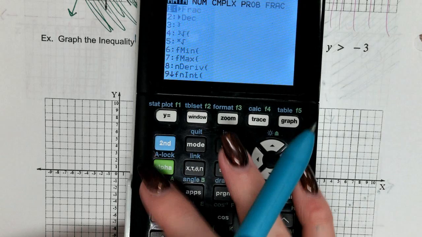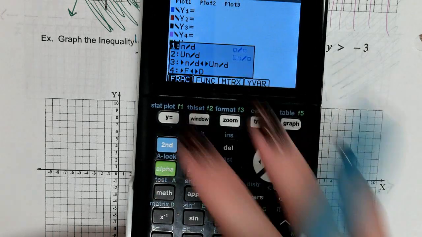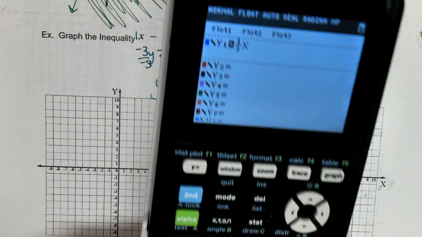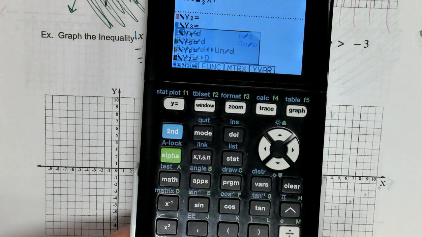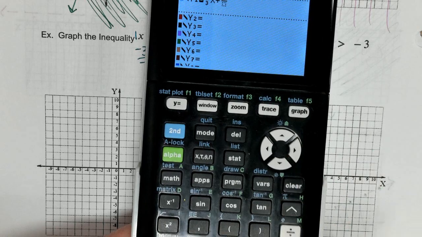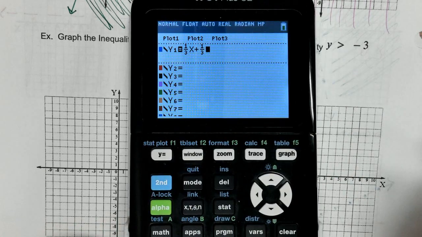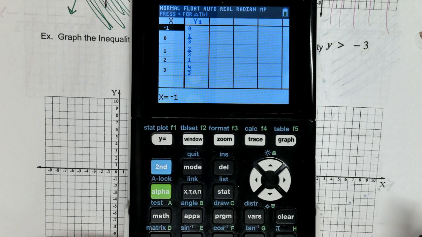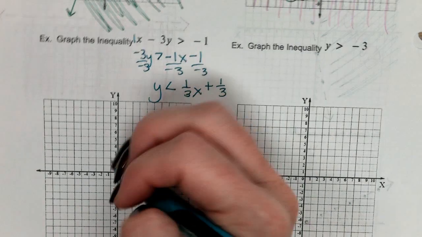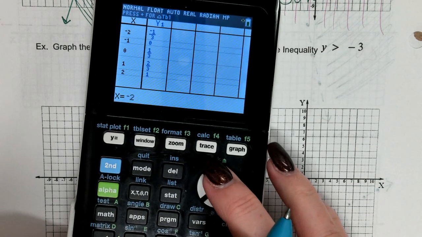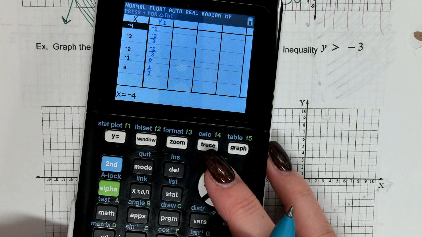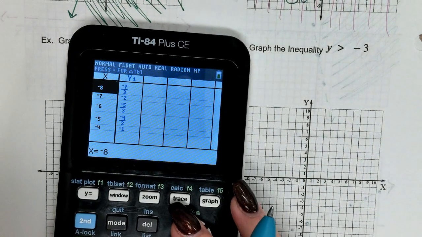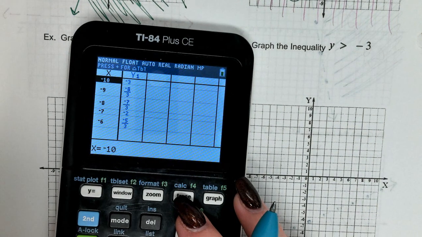I'm going to type in 1/3 x plus 1/3. I'm going to go to my table, second graph, and just see some points that I can graph. So I'm going to graph negative 1, 0. What else can I do? Negative 4, negative 1. Negative 10, negative 3.